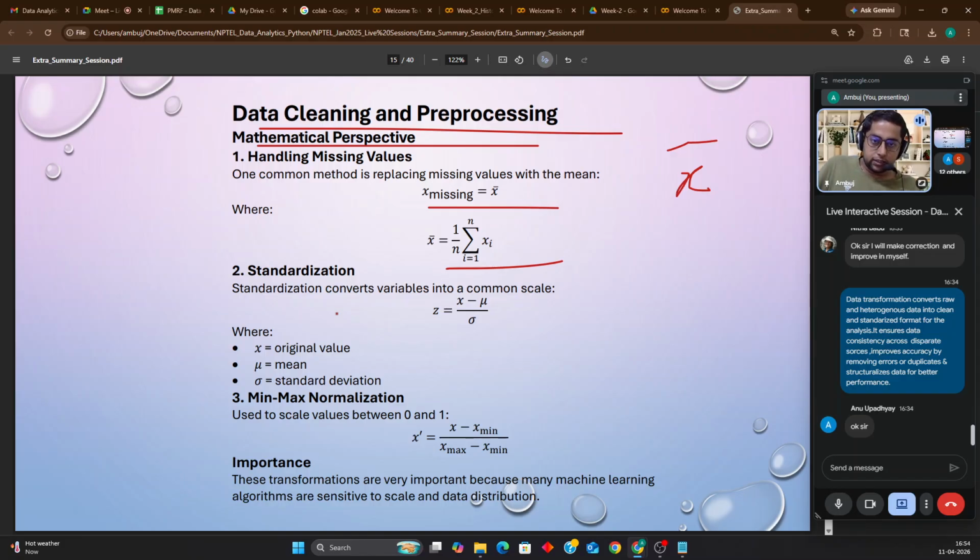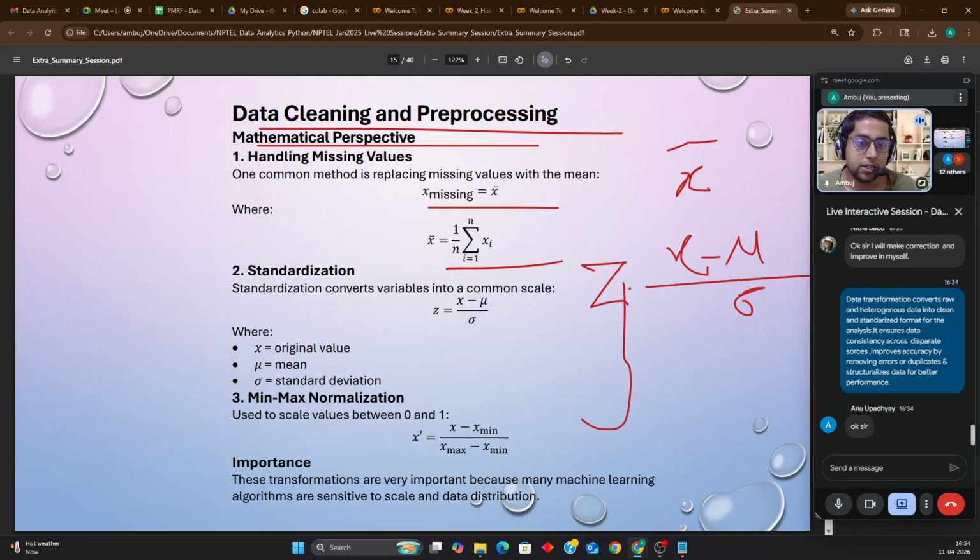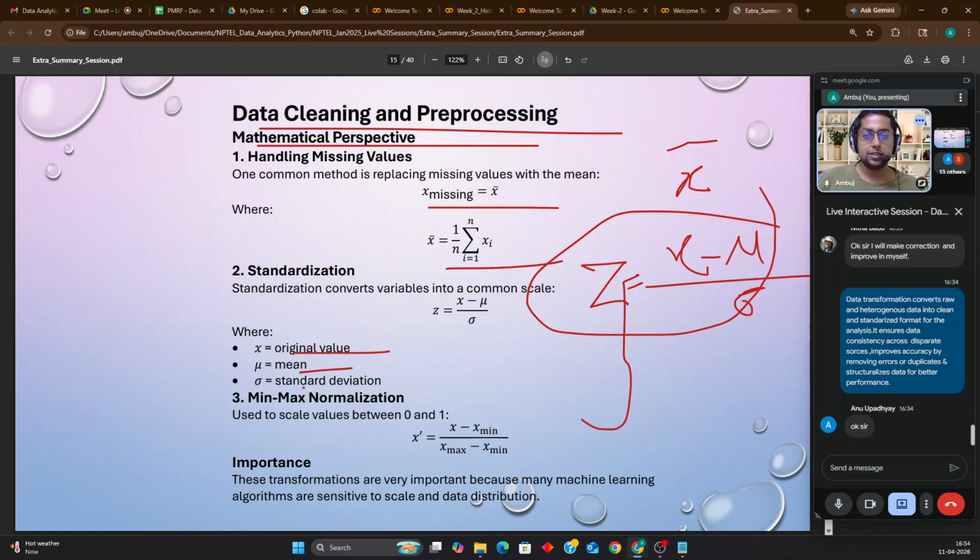Standardization, converting the variables to a common scale, which is nothing but x minus mu divided by sigma. You standardize it, converting all the variables to the standardized scale, by performing this operation: x minus mu divided by sigma. X is the original value, mu is the mean, sigma is the standard deviation.